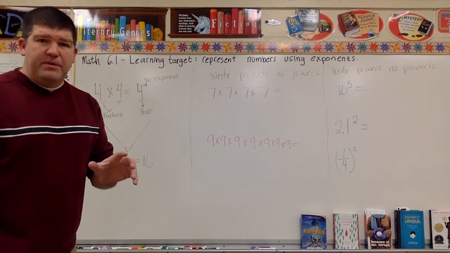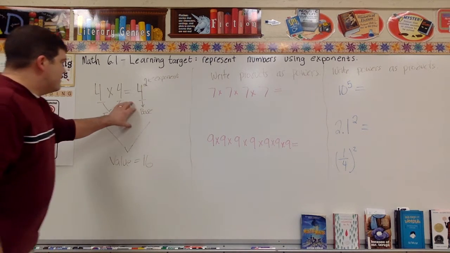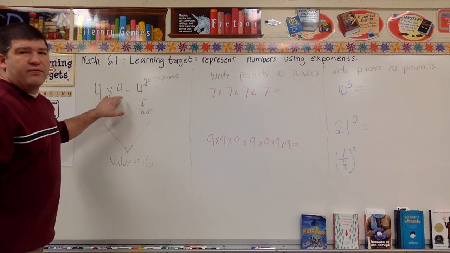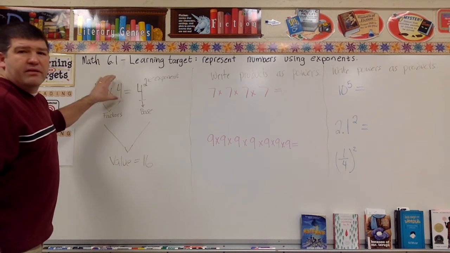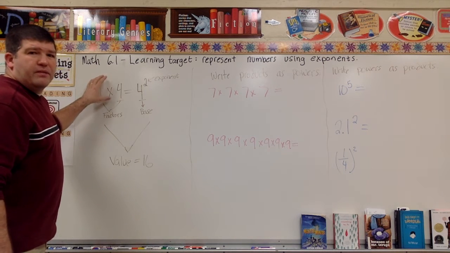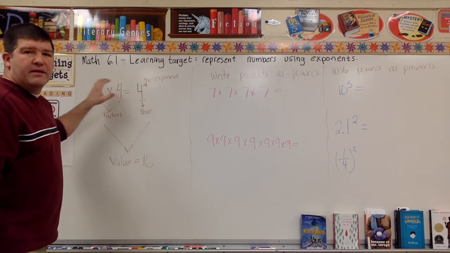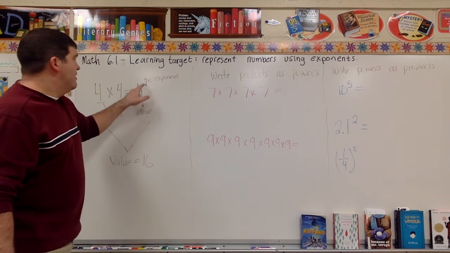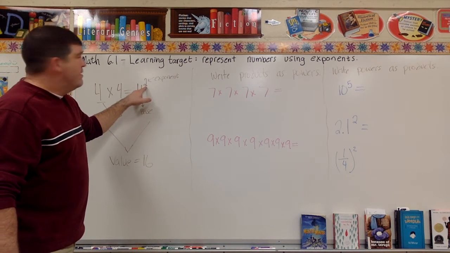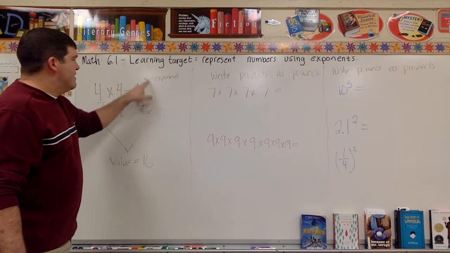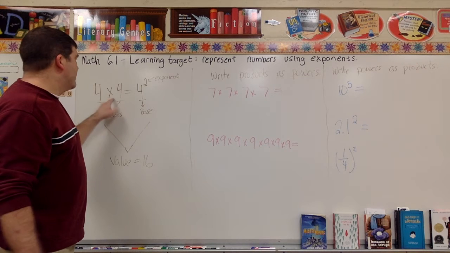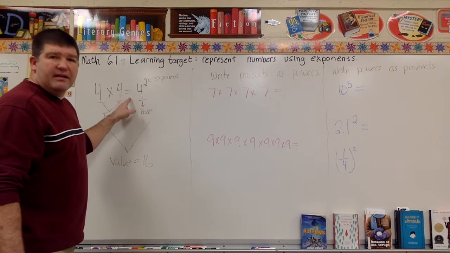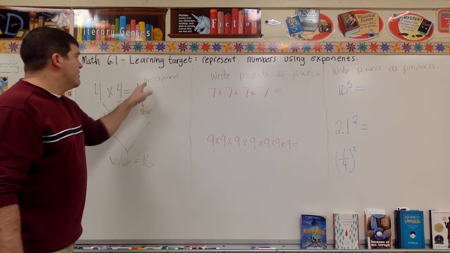So let's talk about some vocabulary just to make sure you have the right words that I might be using. So we have 4 times 4. We know that those two numbers are factors. The product is going to be 16. Okay? So 4 times 4 are factors. You could write it as 4 to the second power. And when you do this, this is exactly the same as 4 times 4. That's why it's an equality. 4 times 4 equals 4 to the second power.